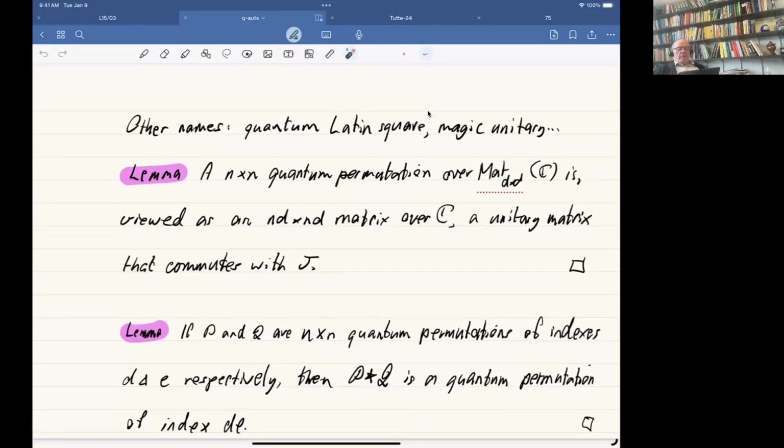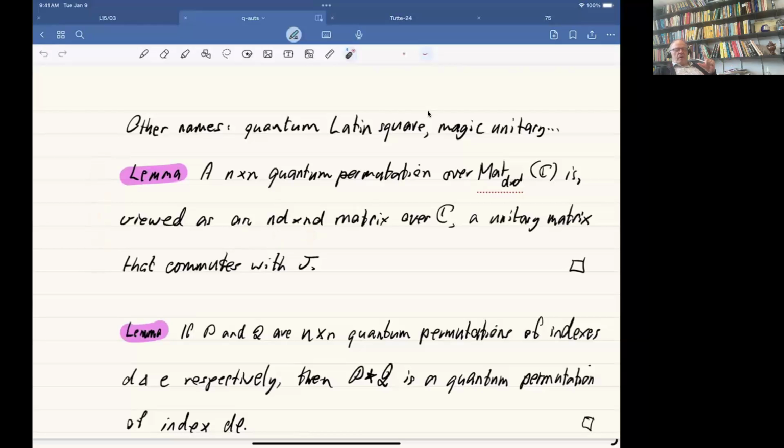What I'm calling a quantum permutation, I should say, I don't quite know what's at this point. They're sometimes called magic unitaries, and some versions of them are called quantum Latin squares, so there are other names around. That's only naming, but quantum permutation is quite standard. And the first thing is that a quantum permutation, we're viewing it as an nd by nd matrix over the complex numbers. It is unitary, and it commutes with the all ones matrix.